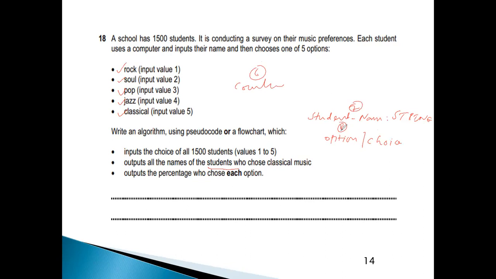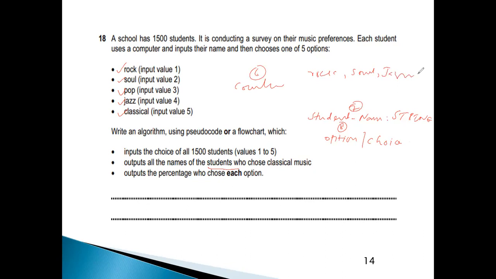Can you do this, or should I move? I'm going to try and do it. So we'd first start with declare counter, option. Is integer. Good. Then declare rock, soul, pop. You can put commas. Declare rock, comma, soul, pop, comma, jazz, and then classical.